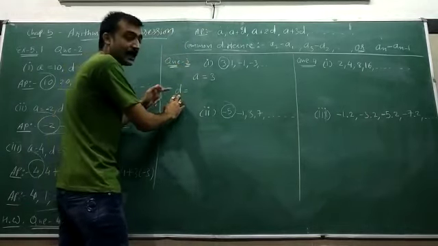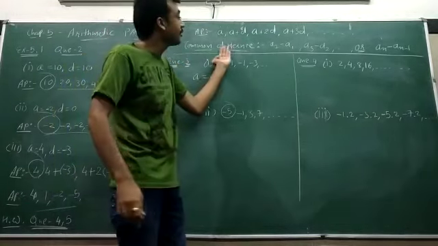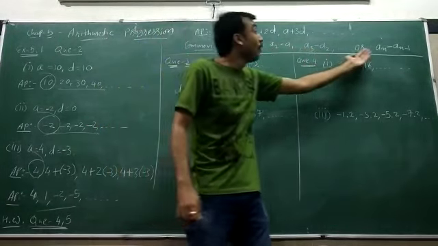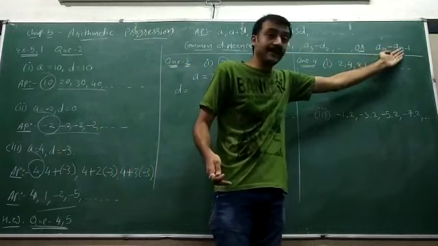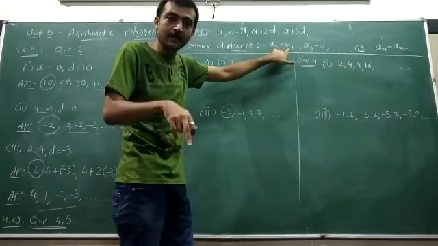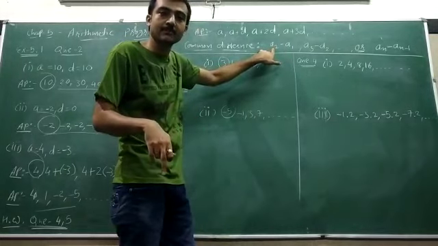So how can we find the common difference? That is the formula: A2 minus A1, A3 minus A2, or AN minus A(N minus 1). That means subtract the preceding number from its successive number.